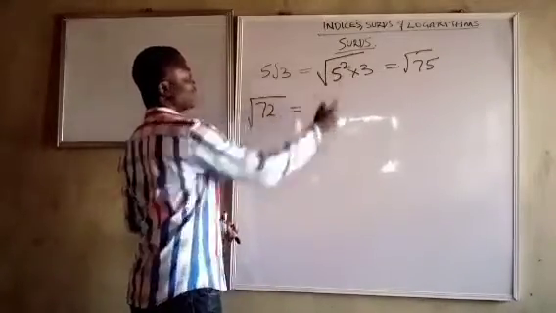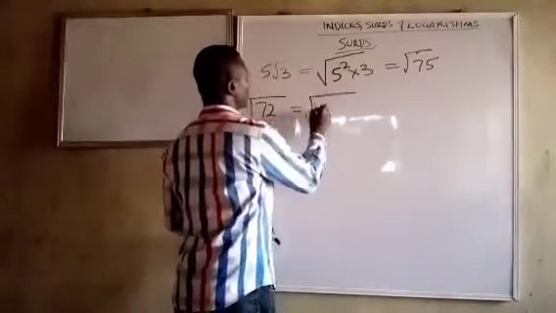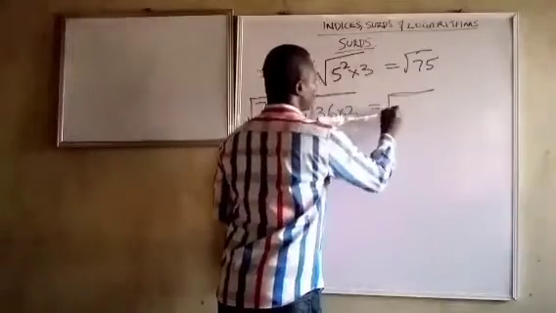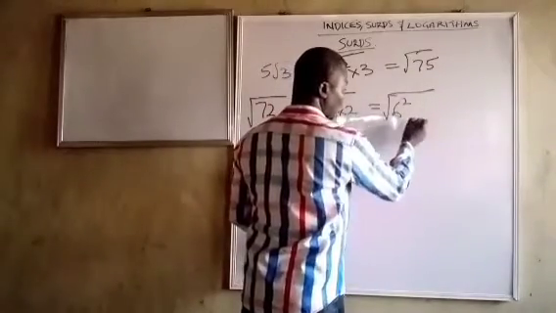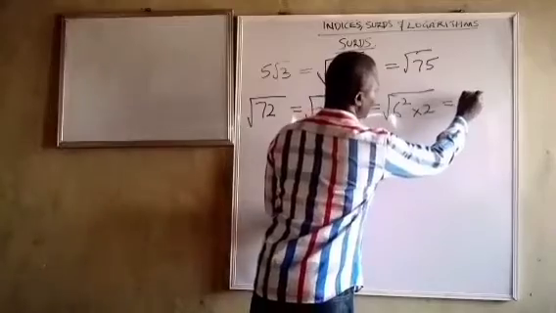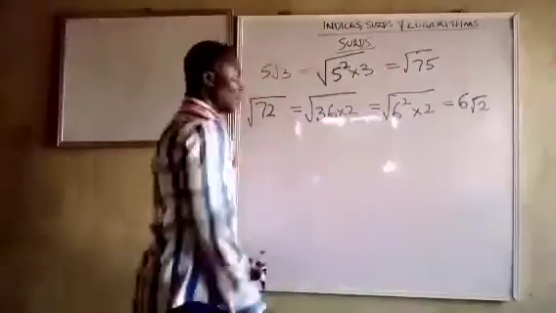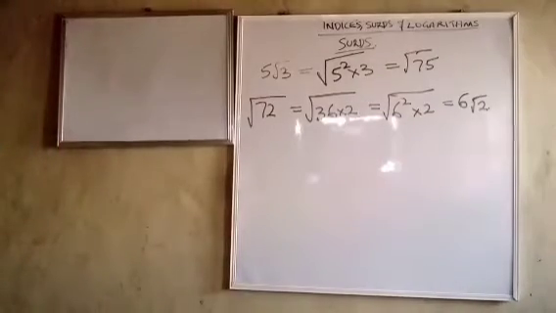I want to convert it to a combination of rational number and square roots. It will be equal to the square root of 36 times 2, which is the square root of 6 squared times 2. At the end of the day, it's going to give me 6 root 2. That's the simplest way to explain it. So once you can do this, you can do so many things in surds.